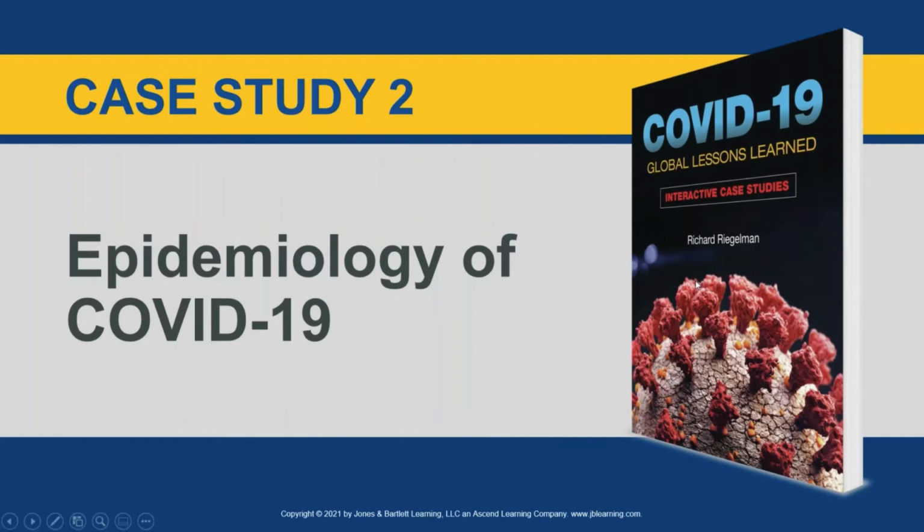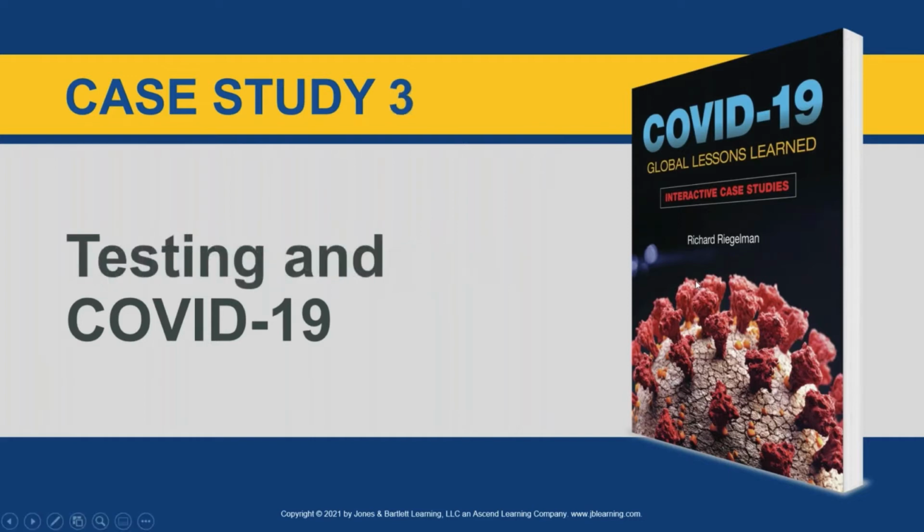The third case study is about testing and COVID-19, and it starts with a case study from South Korea in particular, where the first case of COVID-19 in South Korea occurred on January 21st, 2020, the exact same date that it occurred in the United States. The only difference is that in the last year plus, 2,000 people have died in Korea out of 50 million people, whereas, as you know, quite a few more have died in the United States.